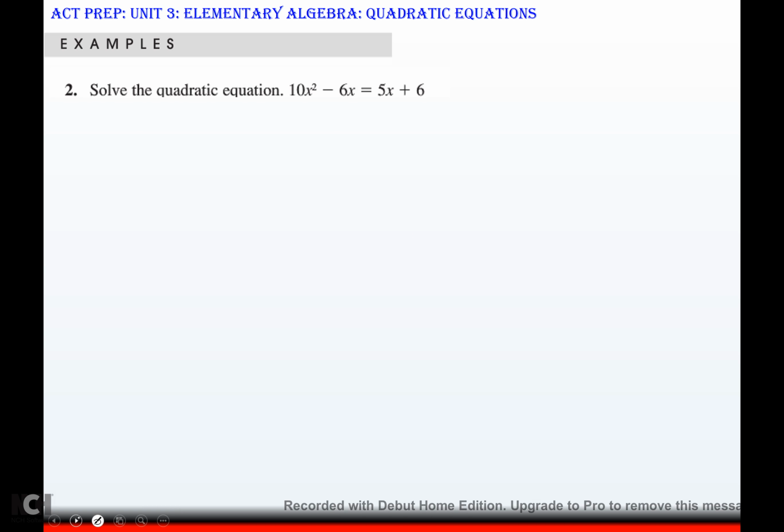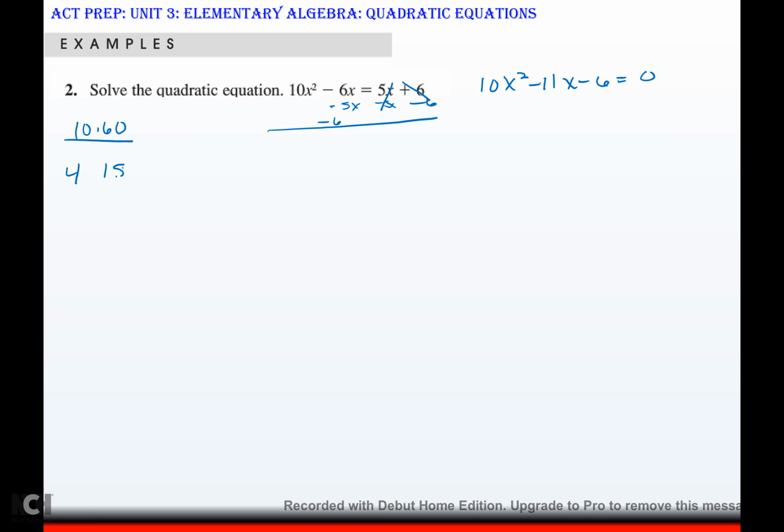All right, the next one, we did this one. Remember, we subtracted 5x, which killed that, and we subtracted 6. You don't mind me doing it all at once. And that gave me 10x squared minus 11x minus 6 equals 0. We did 10 times 6 and got 60. We found all the factors. I'm not going to write them all.